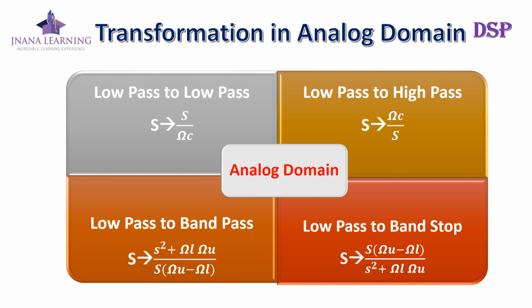The fourth one, if we want to transform the normalized low pass filter design to a band stop filter design, then the transformation is S is transformed to S into omega u minus omega L by S square plus omega L omega u. Again here omega u is the upper cutoff frequency, and omega L is the lower cutoff frequency. So this is how we find the analog filter transfer function.